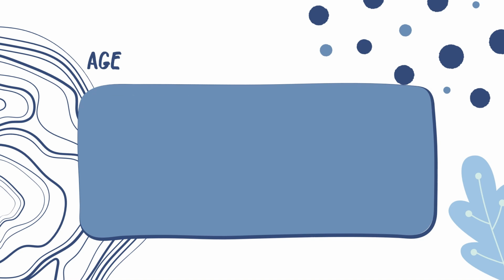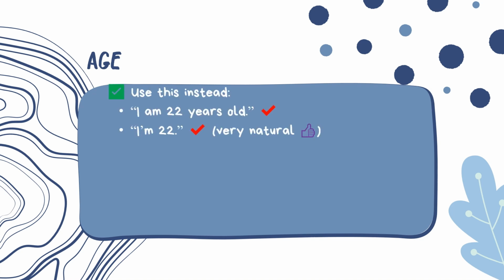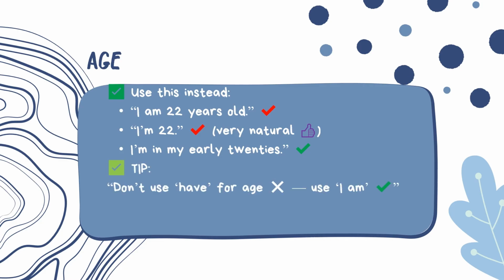Use this instead: I am 22 years old. I'm 22. Or, very natural: I'm in my early 20s. Don't use "have" for age. Use "I am."